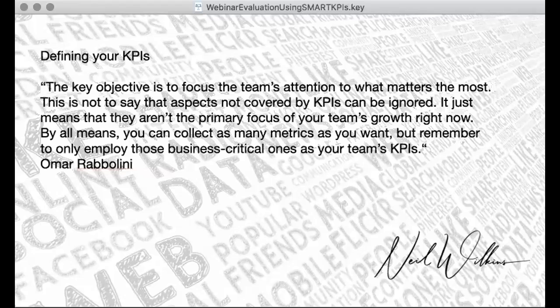So here from Omar Rabelini is a lovely definition, if you like. So this is defining your KPIs. The key objective, says Omar, is to focus the team's attention to what matters the most. This is not to say that aspects not covered by KPIs can be ignored. It just means that they aren't the primary focus of your team's growth and development right now. By all means, you can collect as many metrics as you want, but remember to only employ those business critical ones as your team's KPIs.